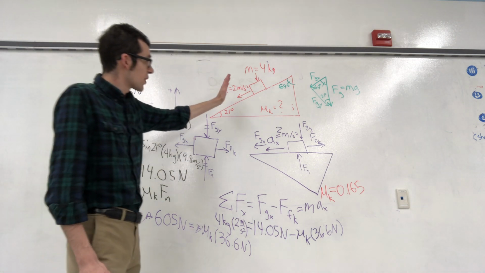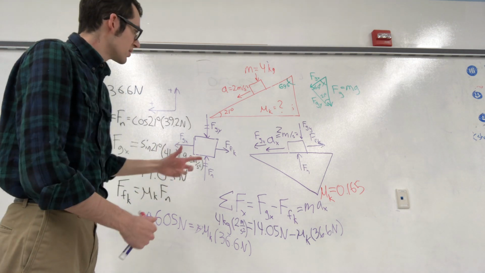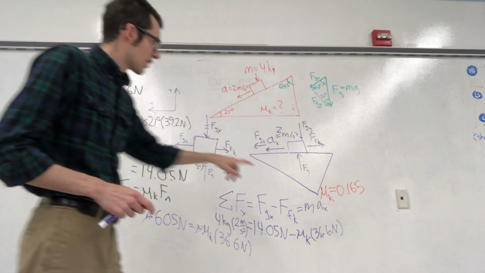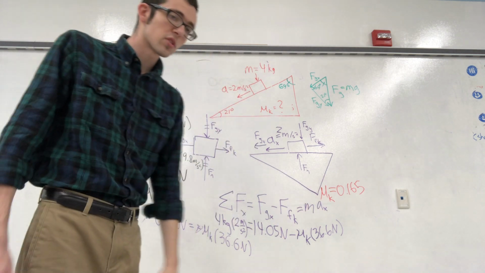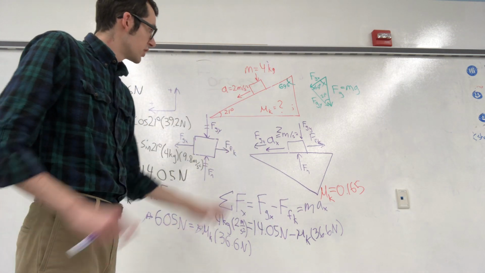So if we had a steeper ramp, we could achieve this acceleration with greater friction, but as it is, with a shallow ramp like this, we're going to have a smaller coefficient of kinetic friction in order for this to be a realistic situation. So hopefully this was helpful.